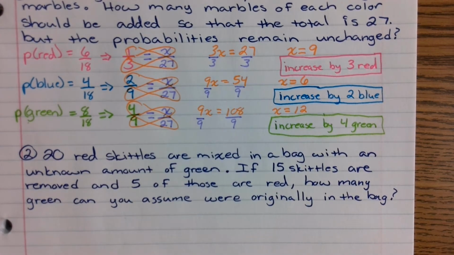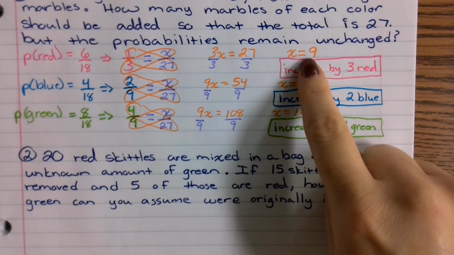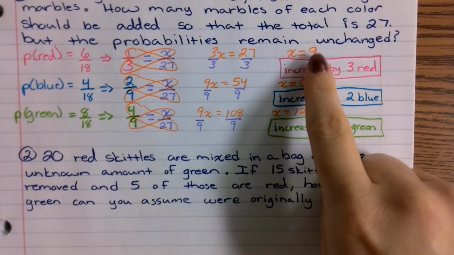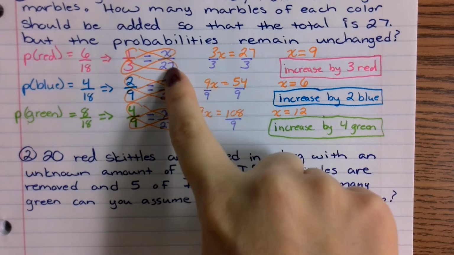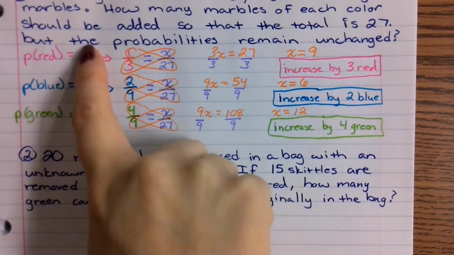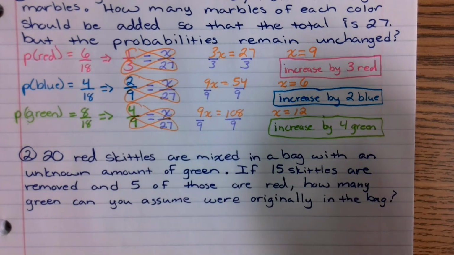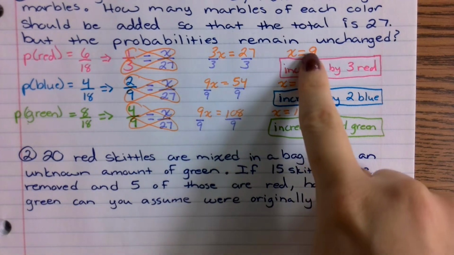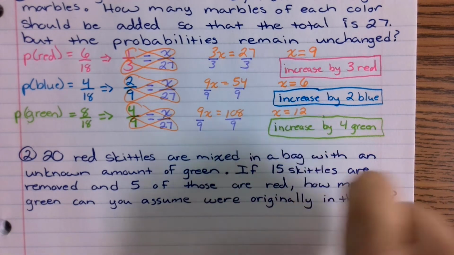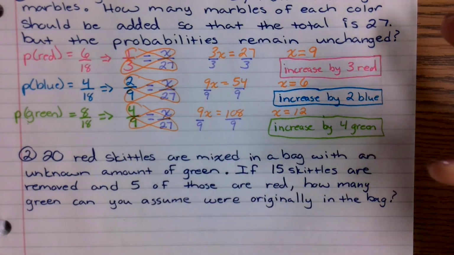Yes? So this x was just showing us what the new value would have to become. So instead of 6 out of 18, it's 9 out of 27. 9 over 27 simplifies to 1/3. 6 over 18 simplifies to 1/3. So that means we need 9 red out of 27 total marbles. Okay, that x just tells you what the new value is going to be, but they didn't want to know what the new value was. They wanted to know what you would increase by. Okay?